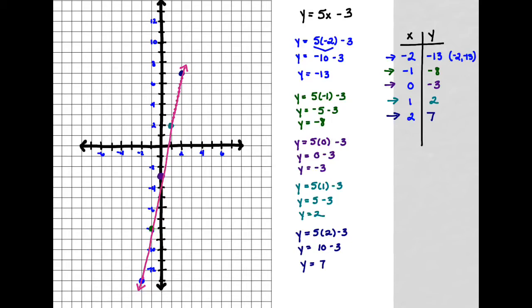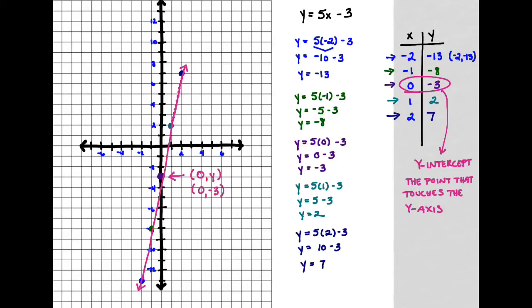The other thing that I want you to note here is that this point is actually kind of special. This is known as the y-intercept. The y-intercept is the point that touches the y-axis. So here is my y-intercept. A y-intercept is always going to have an x value that is equal to 0, and then our y value will be some number that is on the y-axis. In this case, our y-intercept was 0, negative 3.